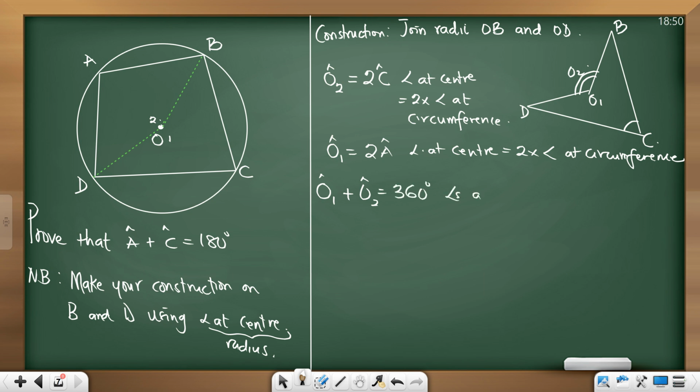But O1 plus O2 is equal to what? 360. Angles around a point. But what is my O1? 2A, so 2A plus 2C. Oh, can I divide everything by 2? What do I have? And that's the proof. We're done. So easy.